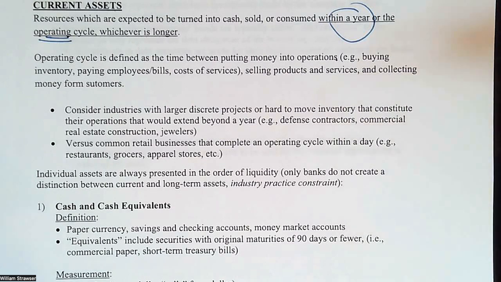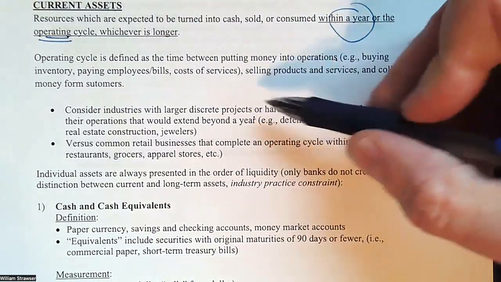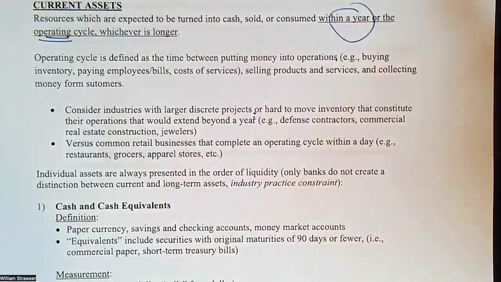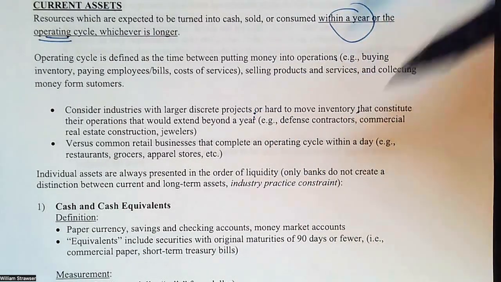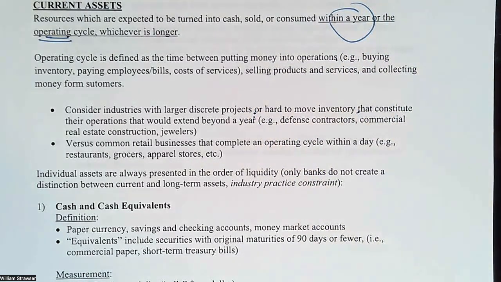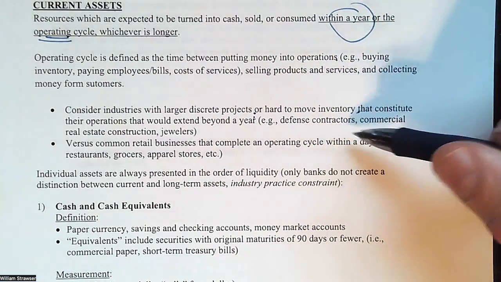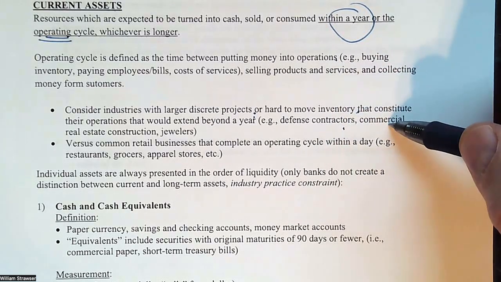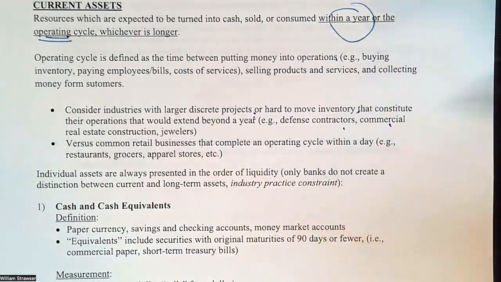What might that be? If you think about industries that have larger discrete projects, the timetable on them finishing something is beyond a year. Or maybe they have inventory that is very niche, that they have to find just the right buyer, right? These are large priced items that they need to find someone who really wants it. So industries like that: defense contractors, commercial real estate construction, jewelers, right? If you think about Tiffany's, that jewelry is not flying off the shelves. They might have a piece of jewelry that has been sitting there waiting for the right person to come along and purchase it, and it could have been there for a year or more.